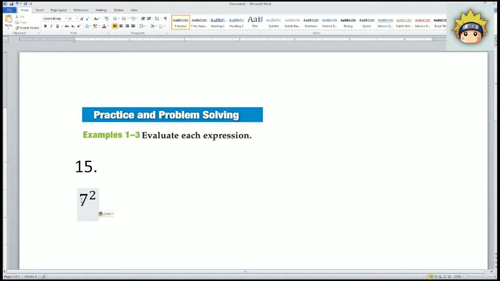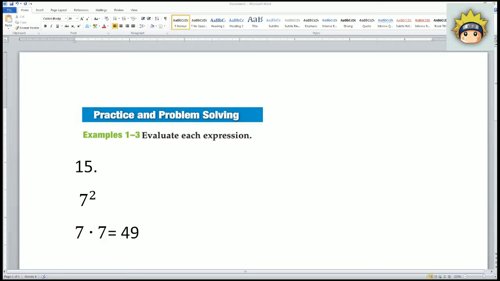We say it's 7 to the power 2, or 7 squared. When it's 7 squared, that represents 7 times 7. Together, 7 times 7 equals 49.